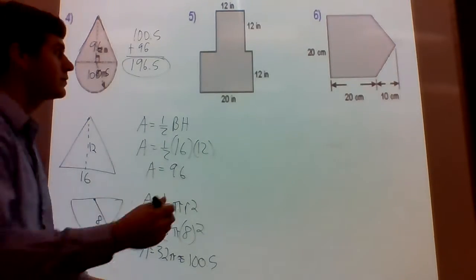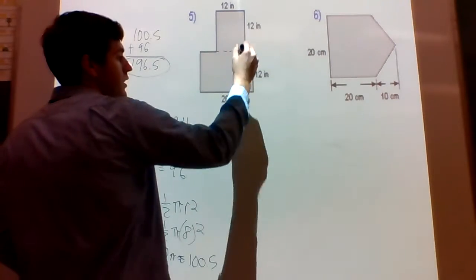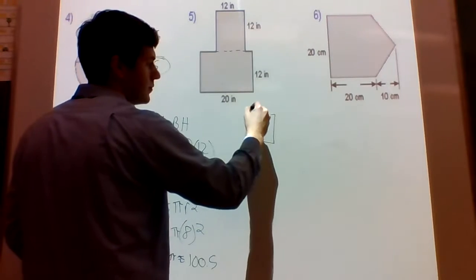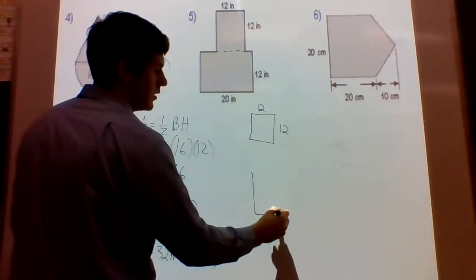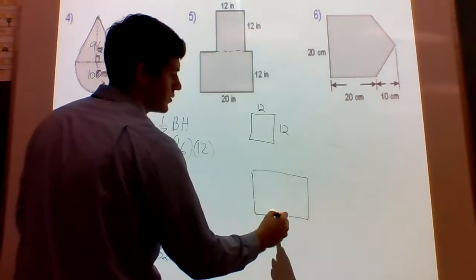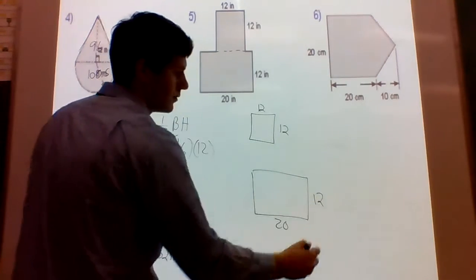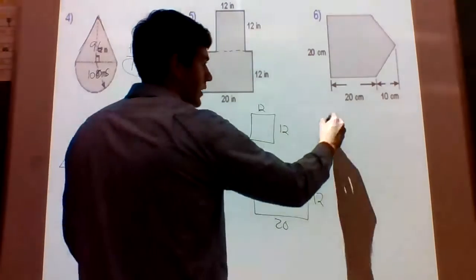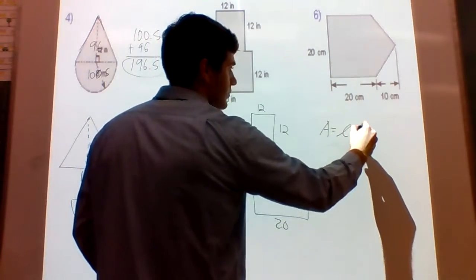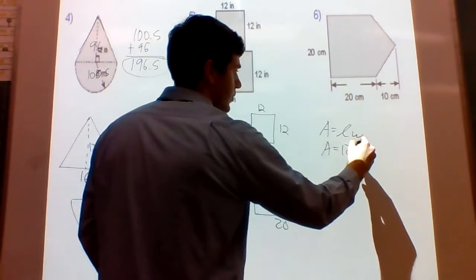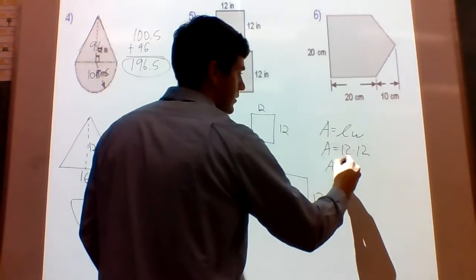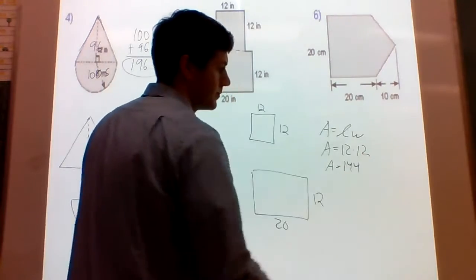Okay, number 5, we're breaking it into two rectangles. So the first one is 12 by 12. The second rectangle is 20 by 12. Okay. So the area of a rectangle is length times width. So we have a length of 12 and a width of 12. So our area is going to be 144.